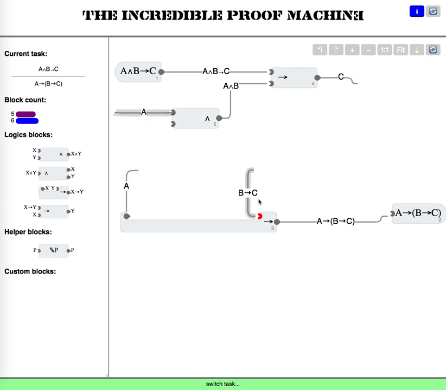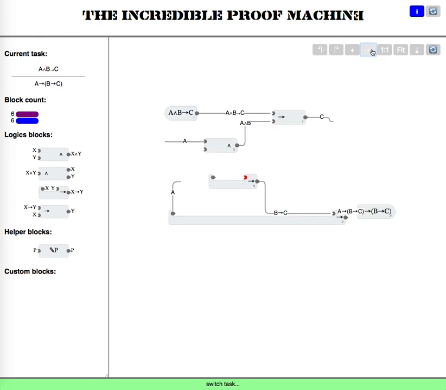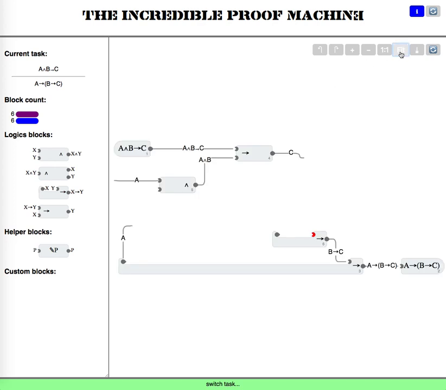Right? But see this B implies C? That we can break apart too. Let's make this bigger. You get what I'm saying? When you don't know what to do, my strategy is, when I don't really know what I'm doing, I just break everything apart and try to just connect the dots.